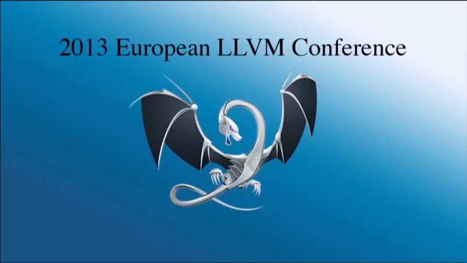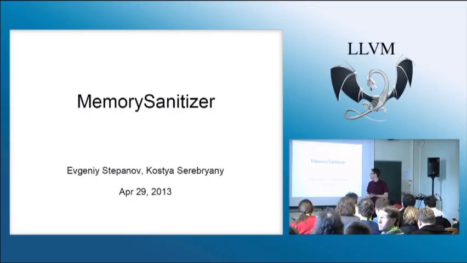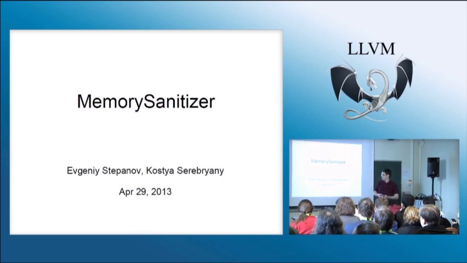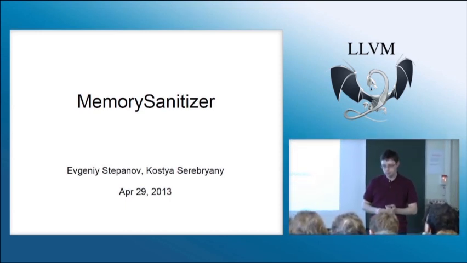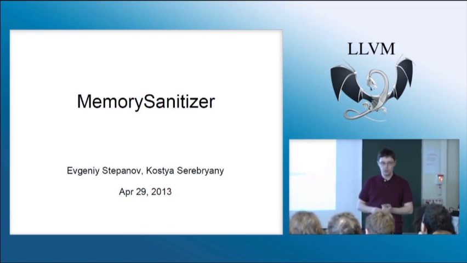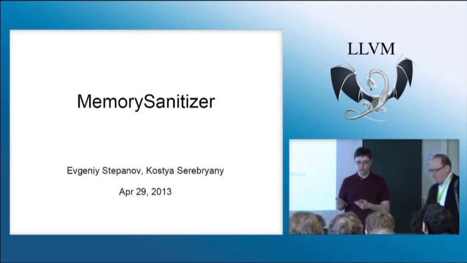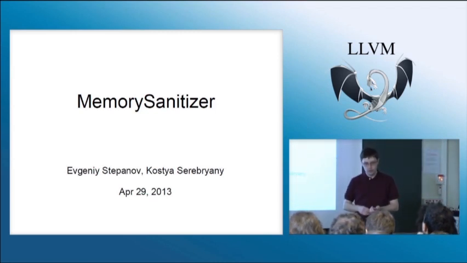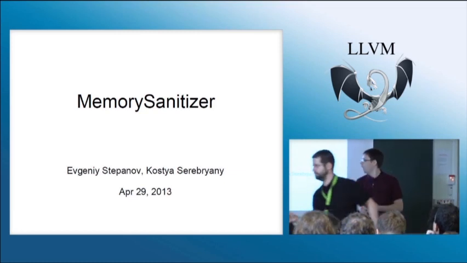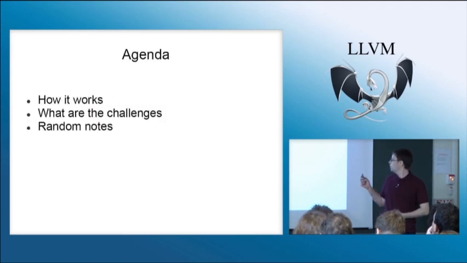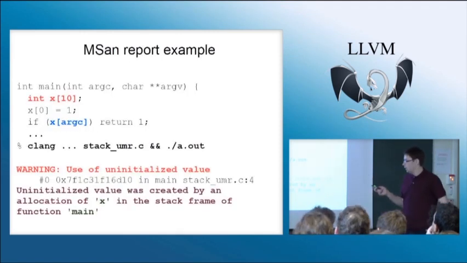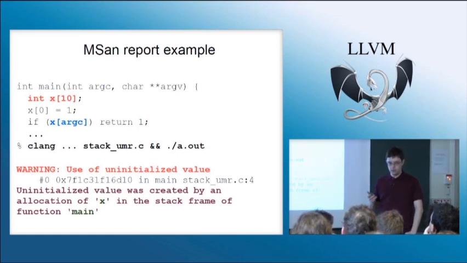I'm going to talk about MemorySanitizer, which is a new tool that is developed at Google in our Moscow office. Our team has developed quite a few sanitizers to date. There was AddressSanitizer that detects addressability issues, namely buffer overflows and use after free bugs. And there is ThreadSanitizer that detects data races. So this new tool detects a new kind of bugs, and this is what it detects: uses of uninitialized values.